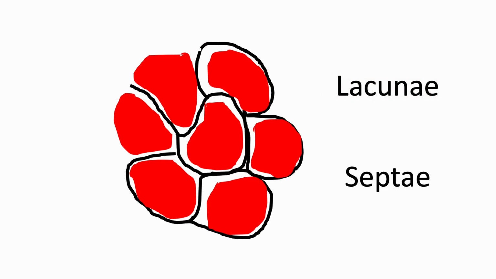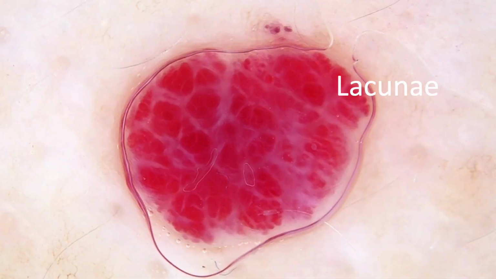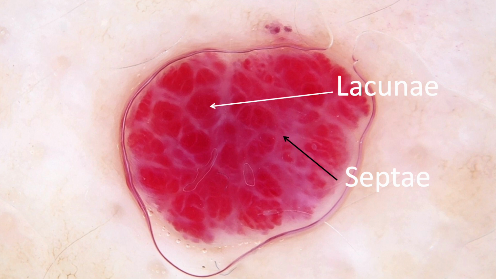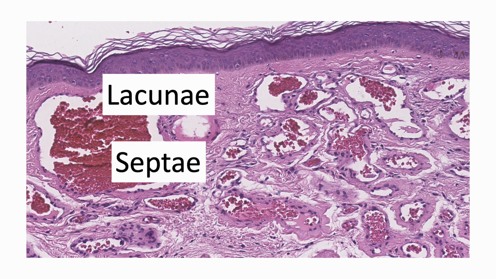So we have lacunae, we have septa in this schematic, and on dermoscopy what we see is the same. Lacunae as these red spaces, septa in between the lacunae, and this is a perfect correlation with histopathology. On histopathology, we see these dilated vessels, which are the lacunae, and the fibrotic septa in between the vessels.